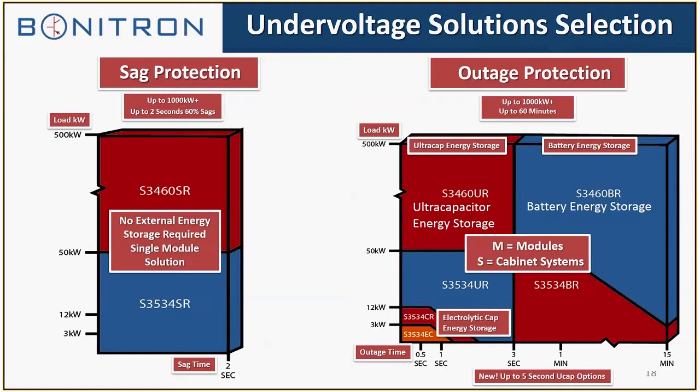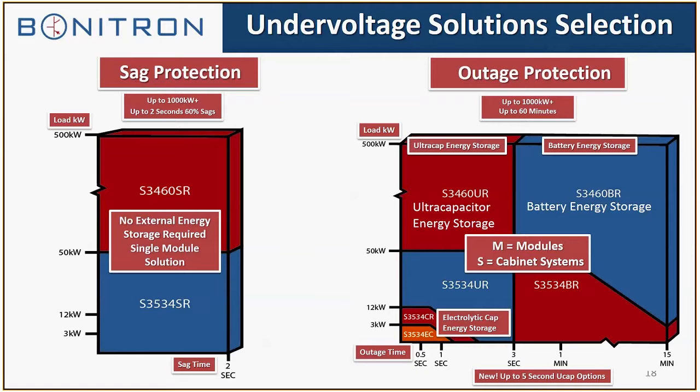Then you look on the right, and then we talk about the outage protection ride-through. Once again, selected by kilowatt and time. The times may shift a little bit because we're doing more with ultracaps. We can do up to 5 seconds by using the battery booster with the ultracaps. But for the most part, most of the ultracap solutions are 2 seconds or less, and we'll use the sag voltage regulator booster that has the time limit of 2 seconds.